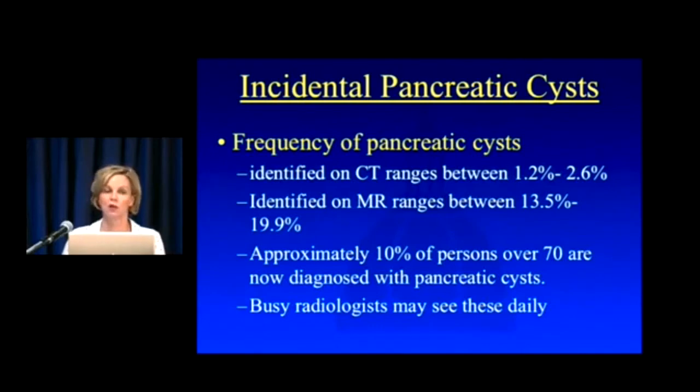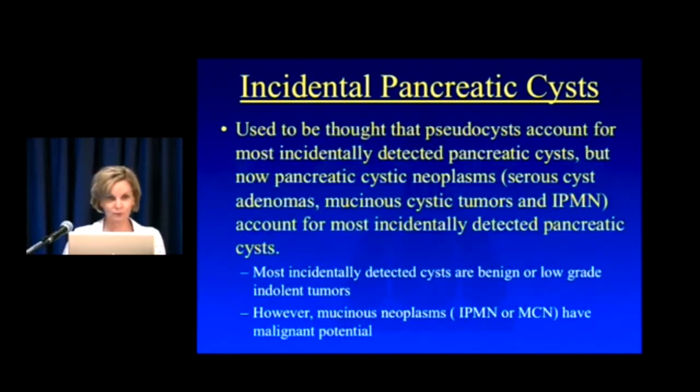Now, often these are just a couple millimeters, but we still have to decide what we're going to do with those. About 10% of people over the age of 70 are now diagnosed with pancreatic cysts, so they're definitely more common as people age. And so as a busy radiologist, you're going to see this in your practice every day. So you're going to have to be comfortable diagnosing them and giving a differential and recommending follow-up.